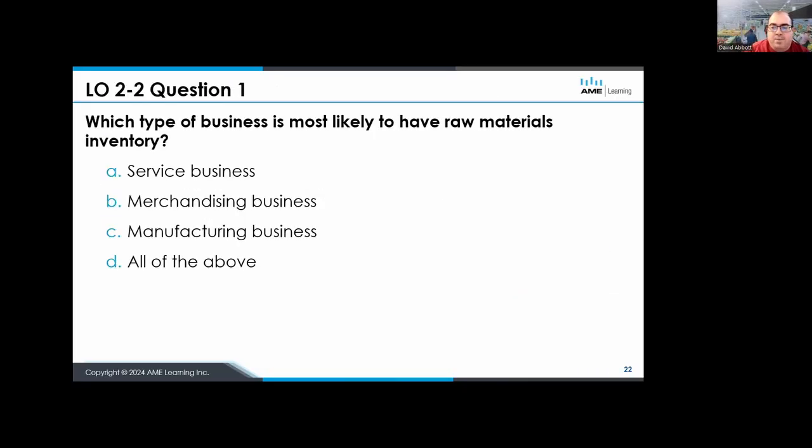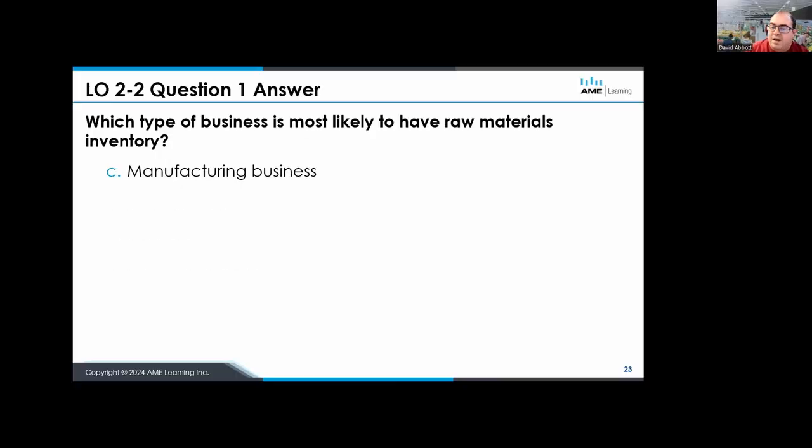Which type of business is going to be more likely to have raw materials inventory? Is it going to be a service business, a manufacturing business, a merchandising business, or all of these? It's going to be a manufacturing business.